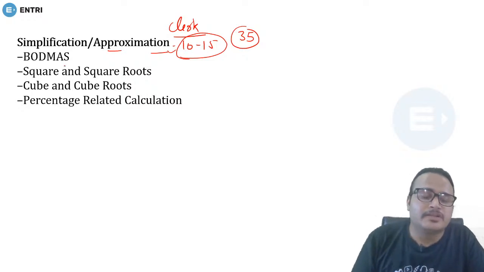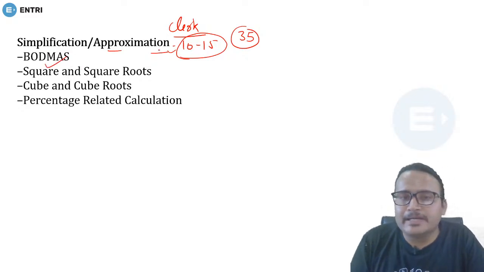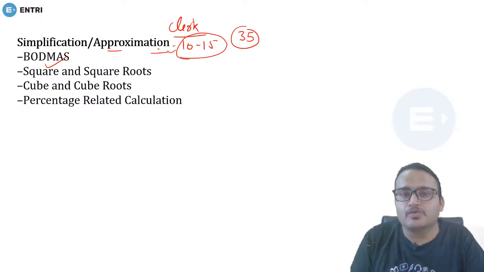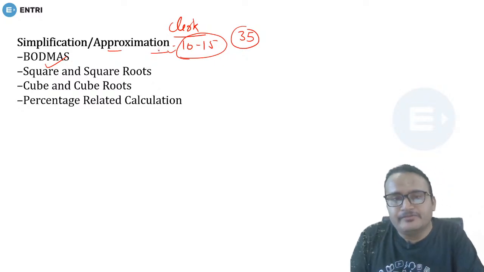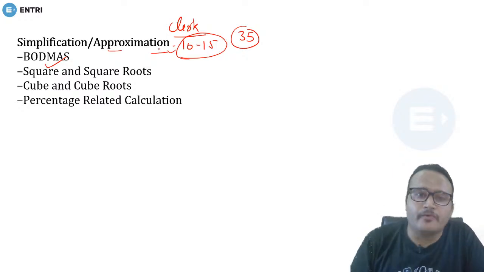From this topic, BODMAS based problems are there. BODMAS means bracket, of, divide, multiply, add, subtract. You must know the calculation pattern, how we do the calculation. We solve the bracket, then of, then divide, then multiply, then add and then subtract. This is how we do the calculation.